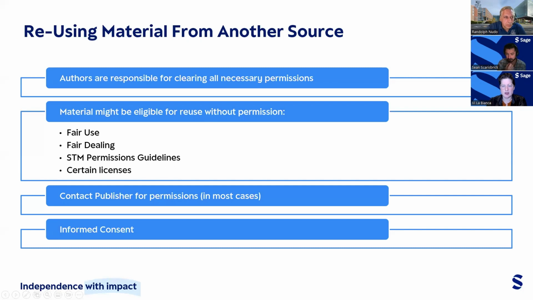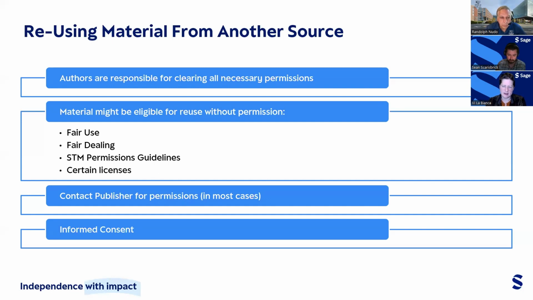So, say you want to reuse material from another source in your article. What do you do? If your contribution includes third-party material for which you do not have the copyright, you are responsible for clearing all needed permissions for such material and identifying the source within your article. You may be able to use the material without permission if your use meets the requirements of fair use in the US, fair dealing in the UK, the STM Permissions Guidelines, and we'll get to that, or certain types of licenses, which we will go into further.